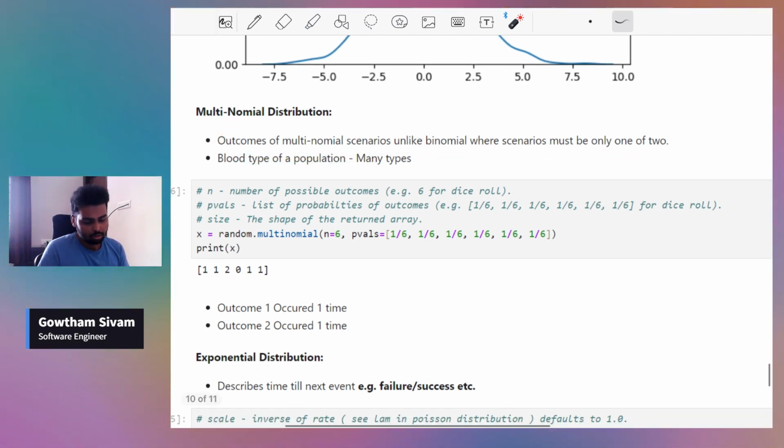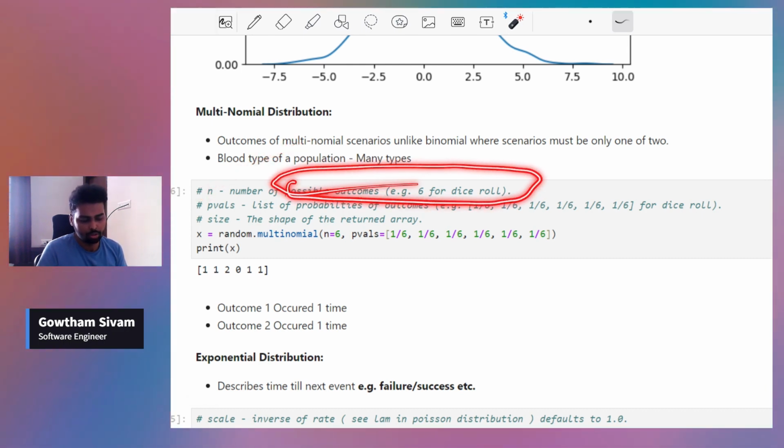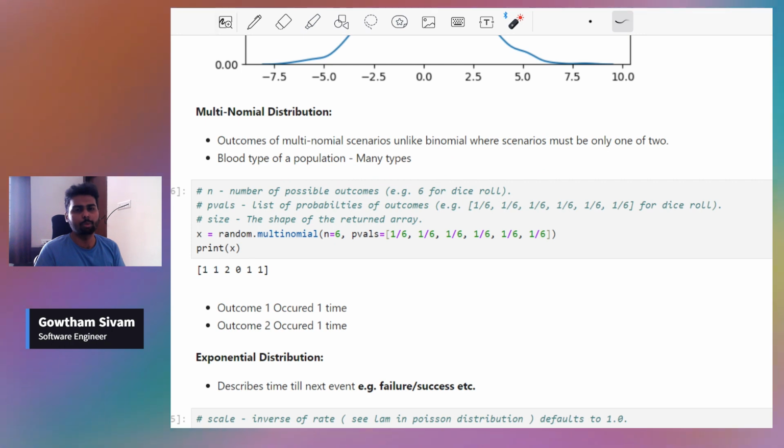Okay, so in the same way, n is the number of possible outcomes for each roll of a 6-sided dice. I'm making a dice roll. What would be the possible outcome? Somewhere between 1 to 6, right? Also, next is the p value, a list of probabilities of outcomes, which means I have 1 by 6.